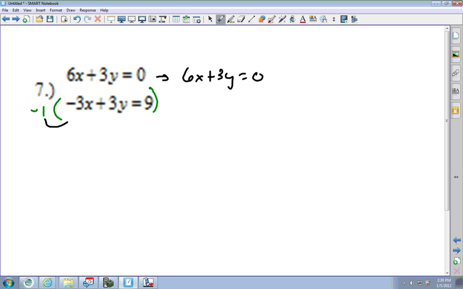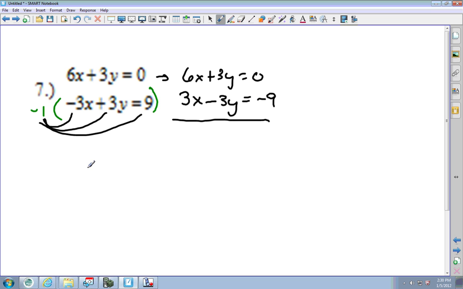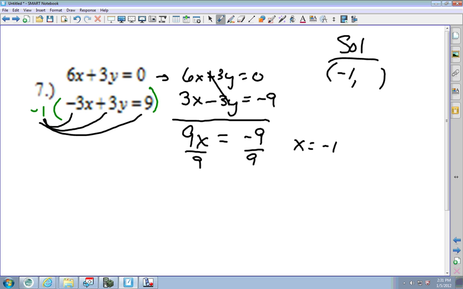Right here. Negative 1 times negative 3, x is 3x. Negative 1 times 3y, negative 3y. Negative 1 times 9, negative 9. Combine these right here. I get 9x, these cancel, equals negative 9. Divide by 9, x equals negative 1. So my solution, x is -1.